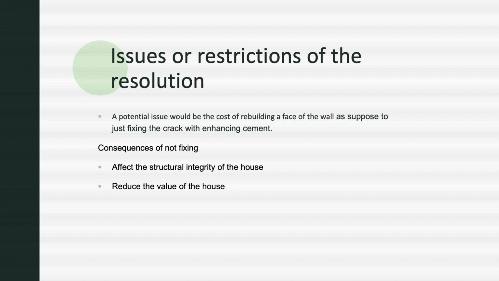A potential issue would be the cost of rebuilding a face of the wall. This would be a major cost as a crack may be the symptom of a larger structural issue. However, with the problem being identified, the retaining walls will be built, followed by the draining pipes. Consequences of not fixing the defects or the roots of the defects will cause the house to buckle and collapse as a worst case scenario. However, it can also devalue the property and make it unsellable.